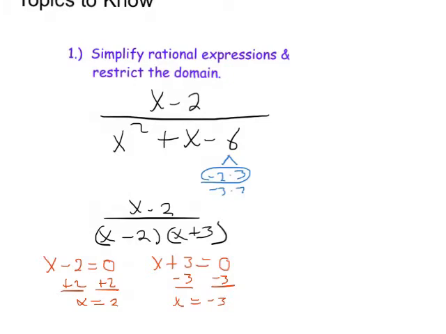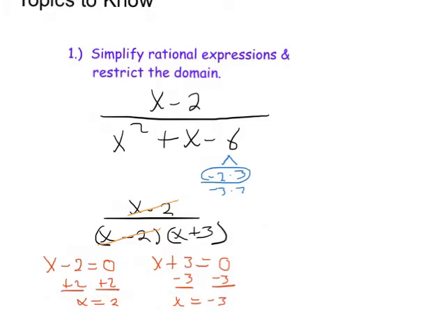Alright, next I want to divide out. I see that there's an x minus 2 in the top, and an x minus 2 in the bottom, so I'm going to go ahead and divide those out. It turns out that I only have an x plus 3 on the bottom. And on the top, what is left? Sometimes you may say there's nothing left there, so it's 0. But no, that's not true.